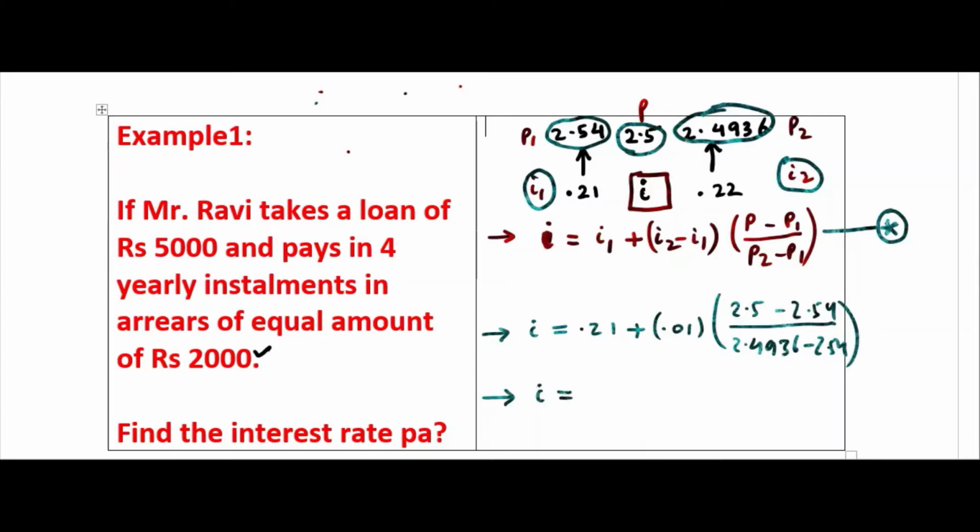Who found the answer? Sir, it's 21.864115%. Okay, up to this I will keep. That's all. So my answer is 21.8641%.